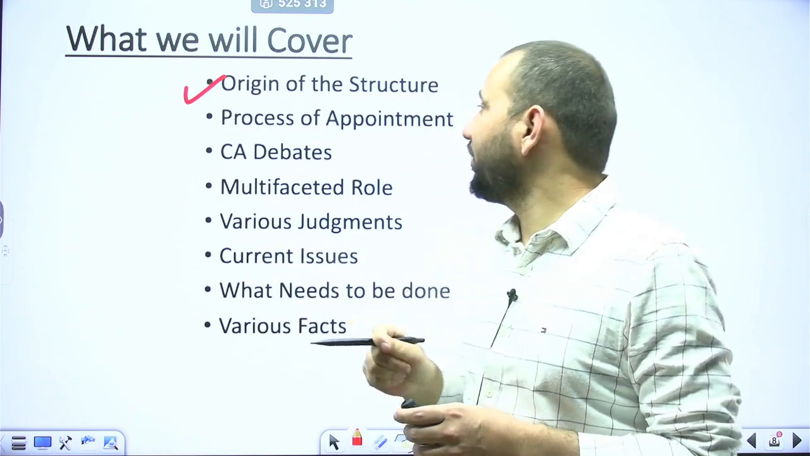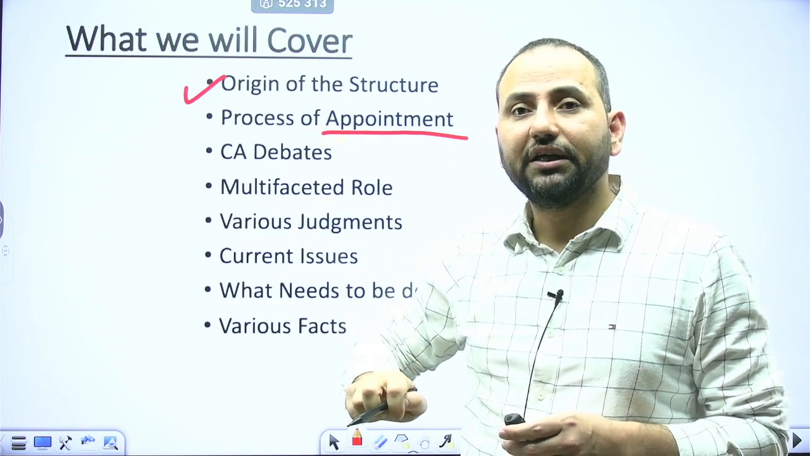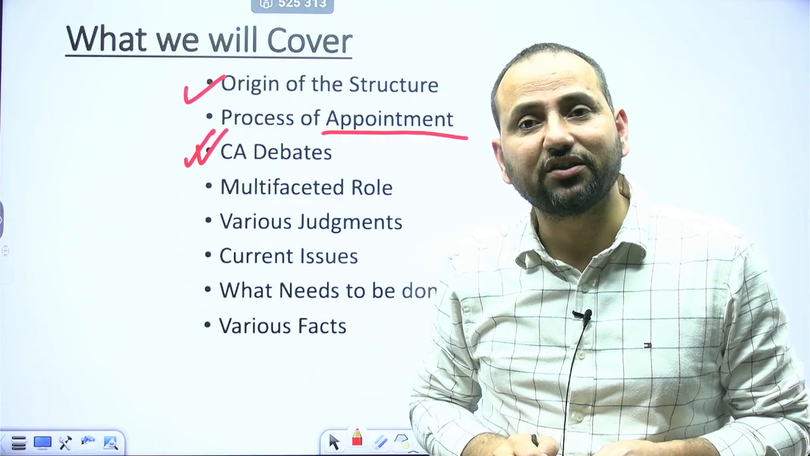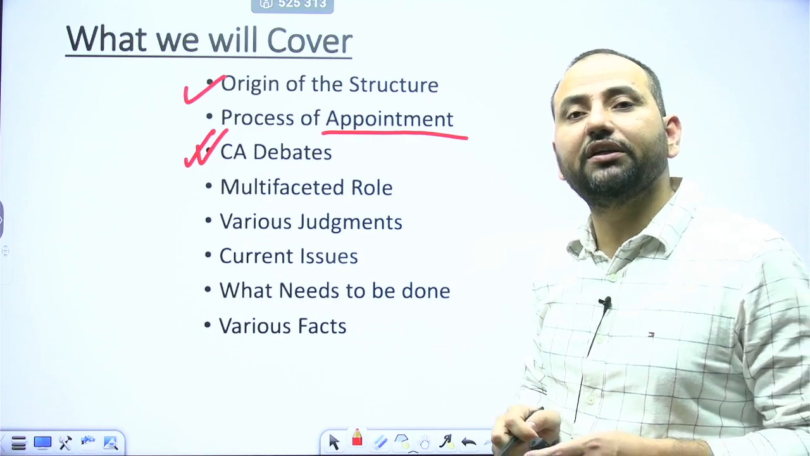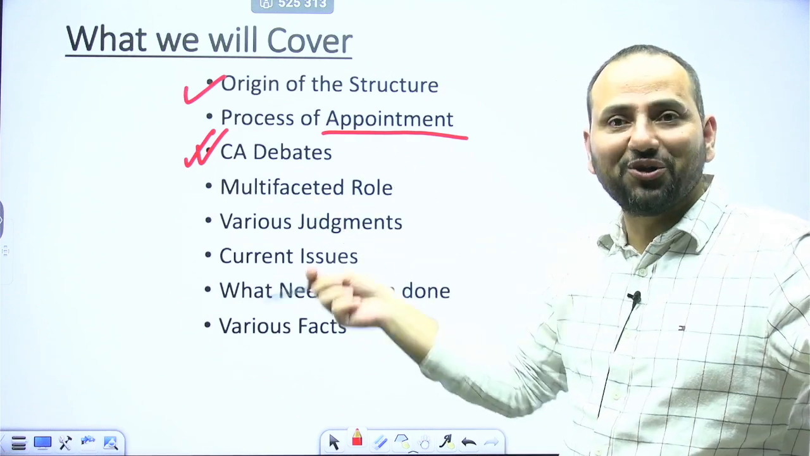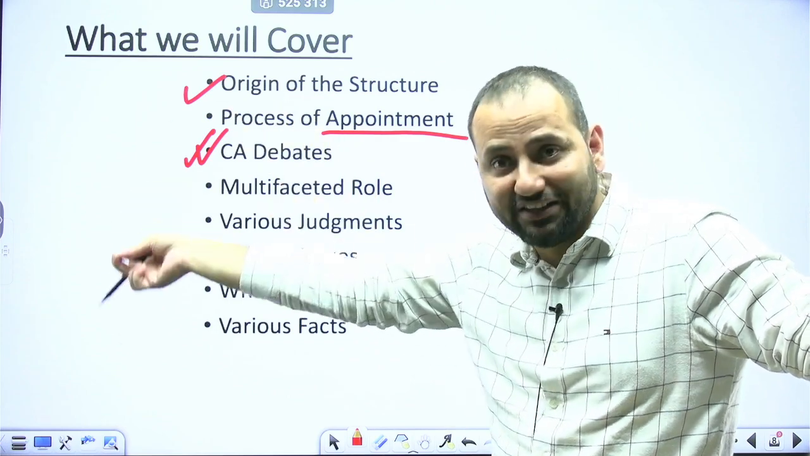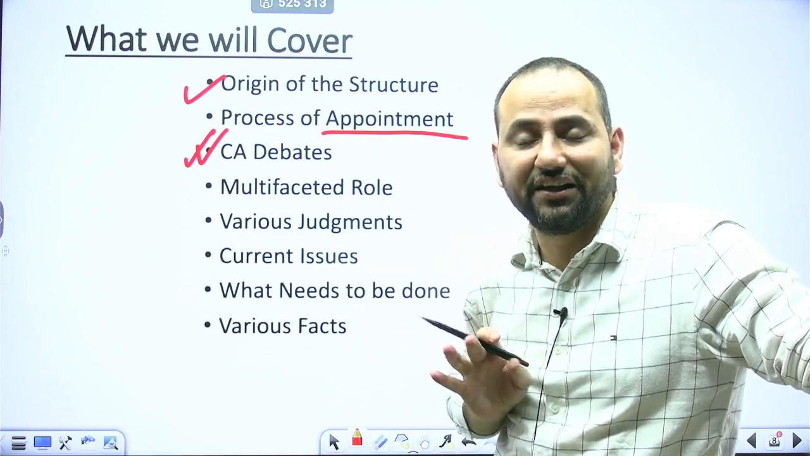And we have to see the historical perspective associated with this also. Again, if you move forward, we have to understand the process of appointment. The Constituent Assembly debates are a very important aspect associated with this structure. Because if you see these debates, you will automatically be able to understand what dimensions were raised at that time and what dimensions we need to see in the present context.